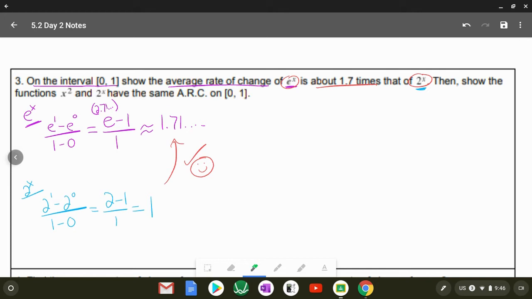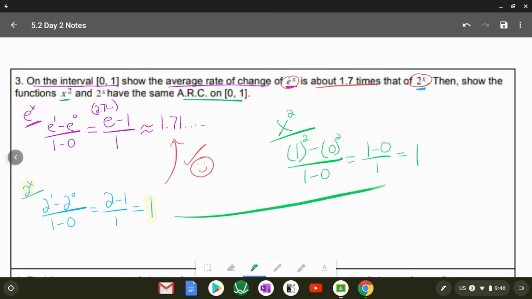Now we have to answer the second part of this question, then show that the functions x squared and 2 to the x have the same average rate of change on the same interval. So the good news is we already did this average rate of change on the interval 0 to 1. It's 1. So that means that when we find the average rate of change of x squared, which we're going to do over here, on the interval 0 to 1, we should get the average rate of change to be 1. So if we plug in 1 squared minus 0 squared over 1 minus 0, that's going to be 1 minus 0 over 1, which is 1. And look at that again. Woohoo! They are the same. Awesome. So we just proved that.